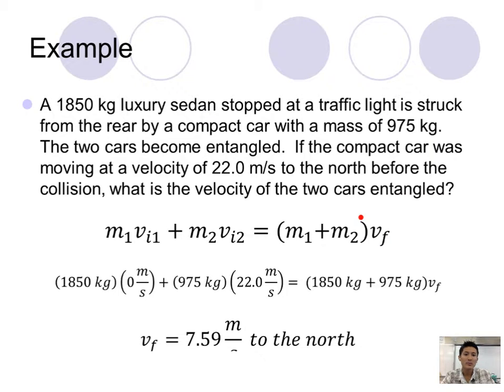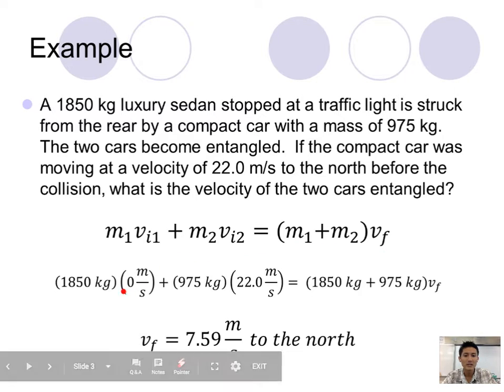And so, for one example of that, let's say we have a luxury sedan stopped at a traffic light, and for some reason there's a guy in a compact car not paying attention because he's on Instagram, and he rear-ends that first luxury sedan. That's 1,850 kilograms. The second car is 975 kilograms, and they become entangled. The car eventually has an initial velocity of 22 meters per second. What is the final velocity of the two cars?